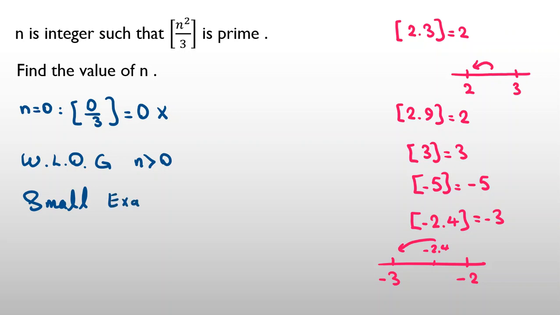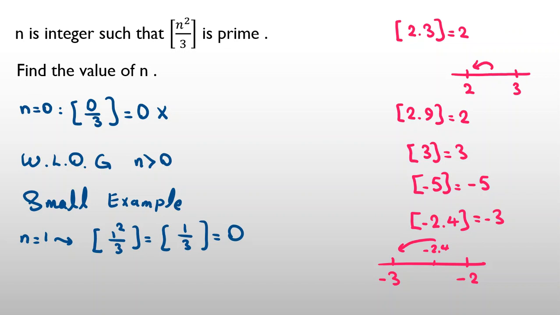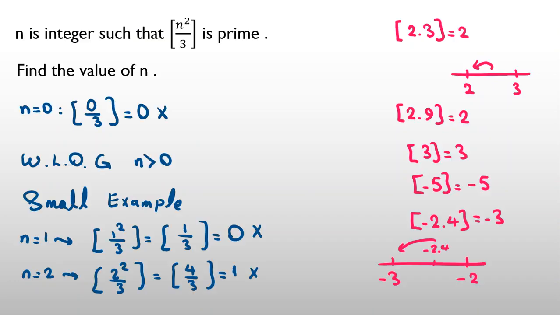Small example. So here, we can say n equals 1. n equals 1 is what? 1 squared over 3, which will be 1 over 3, and the integer part will be 0. It doesn't work. If we have n equals 2, 2 squared over 3 is 4 over 3, and the integer part will be 1. It's not good. I've checked n equals 2.